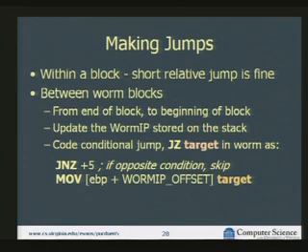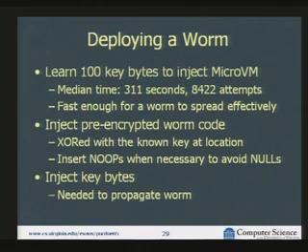Okay, so that means we can execute any worm we want with this 100 bytes of key that we've acquired. So all we need to do to deploy a worm is learn 100 bytes of key. And we can do that really quickly. Right? On the experiments we've done, the median time that takes is 311 seconds. So just over 5 minutes, and only a bit over 8,000 attempts.